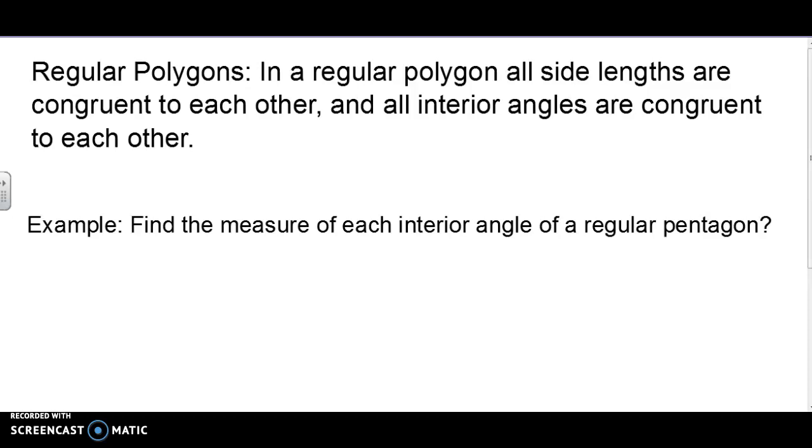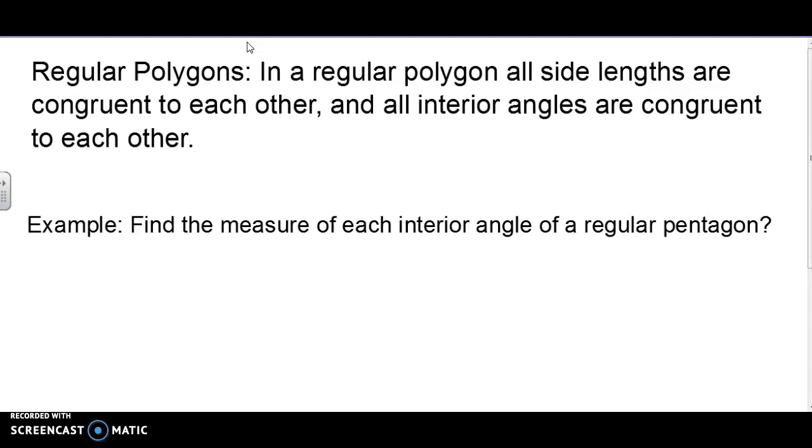So first, to get started, we're going to talk about polygons that are called regular polygons. In a regular polygon, all side lengths are congruent to each other, and all interior angles are congruent to each other. So it's kind of like a square, right? In a square, you have four sides, and all four sides are equal. Also, all four angles are equal. They're all 90 degrees.